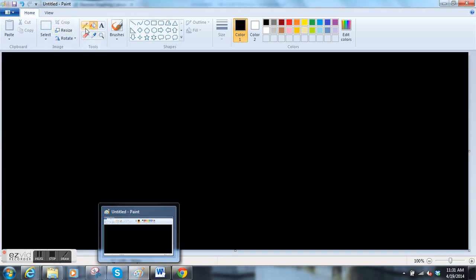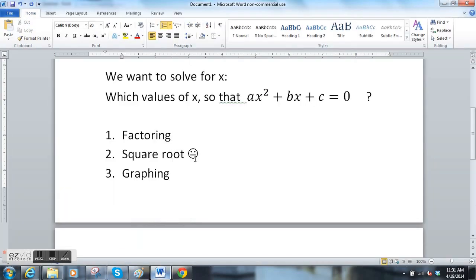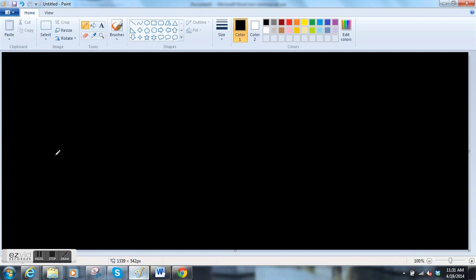So now I'm going on to the next example. So remember this, we did factoring. The square root method, I think you're going to be a little underwhelmed by the square root method, but I will go through an example of that one also.